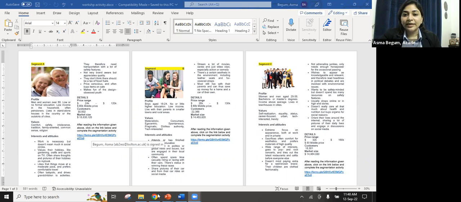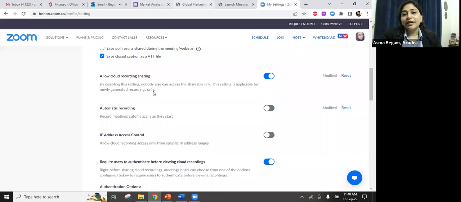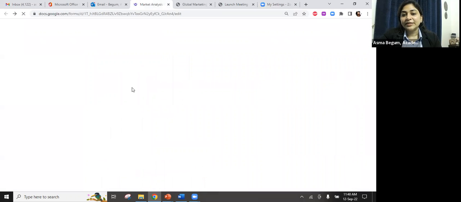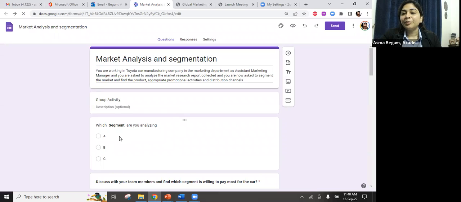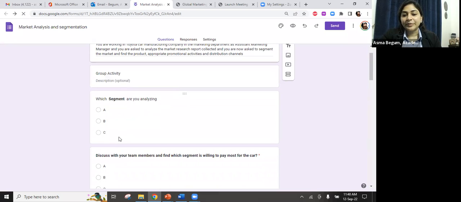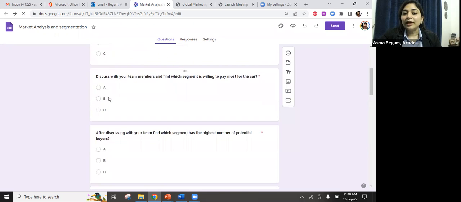Once you click on the link, you will look into the survey here. This survey is basically for you to collect information from other team members. After discussing with your team members, you will come to know which segment is willing to pay most for the car. If it is A, B, or C, this will help you in communication skills, negotiation skills, and also interpersonal skills.